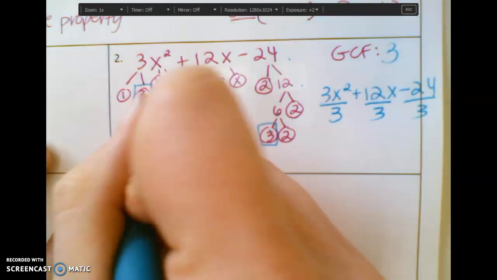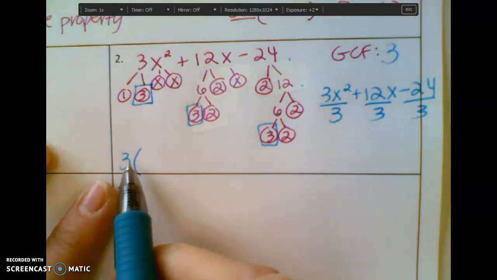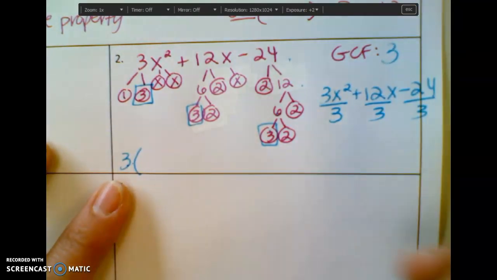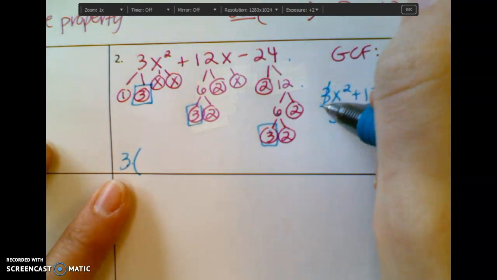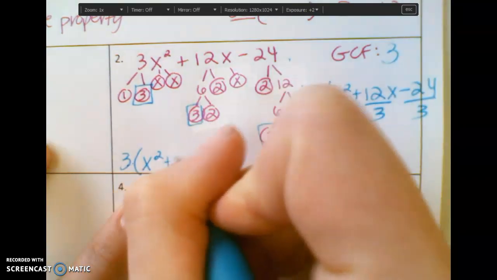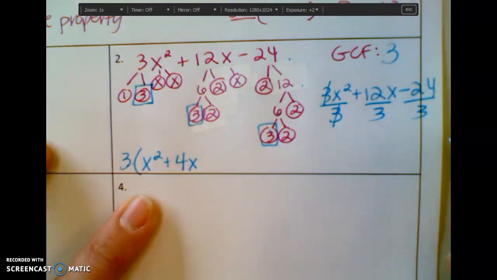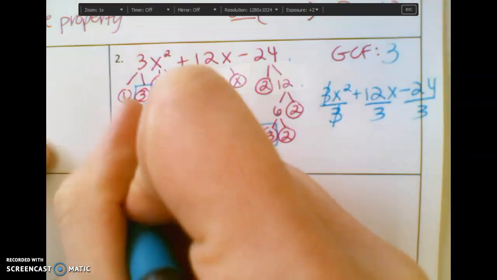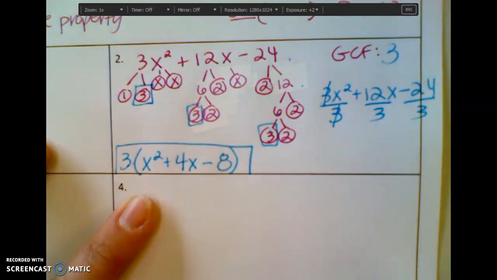Now when we write our answer, we put the GCF on the outside because remember that is what we originally distributed and we are unmultiplying here. So when I divide this by 3, the 3's cancel and I'm left with x squared. 12 divided by 3 gives me 4x, and then 24 divided by 3 gives me 8. So this is my factored form.